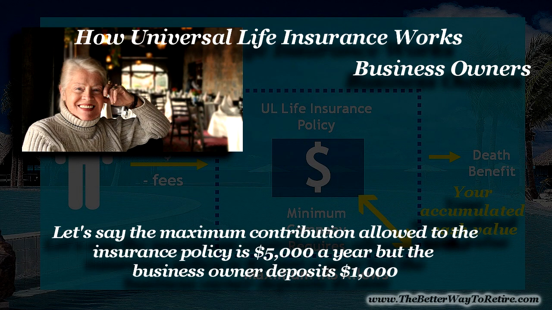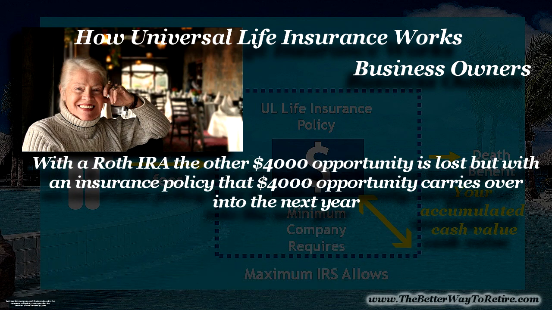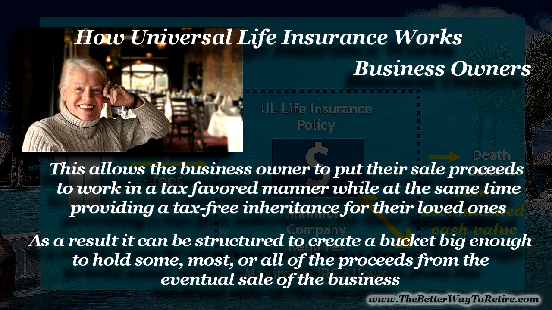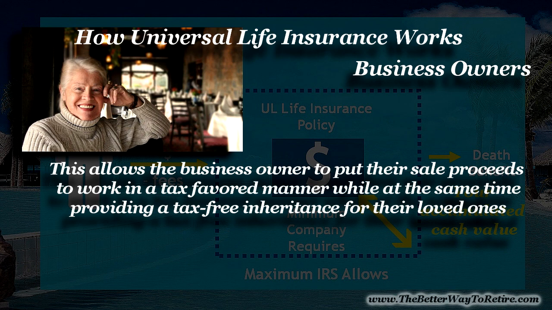Let's say the maximum contribution allowed in the insurance policy is $5,000 a year, but the business owner only deposits $1,000. With a Roth IRA, the other $4,000 opportunity is lost, but with an insurance policy, the $4,000 opportunity carries over into the next year. As a result, it can be structured to create a bucket big enough to hold some, most, or all of the proceeds from the eventual sale of the business. This allows the business owner to put their sale proceeds to work in a tax-favored manner while at the same time providing a tax-free inheritance for their loved ones.